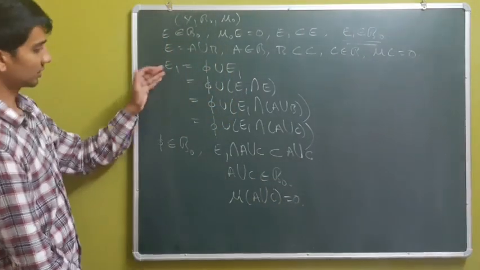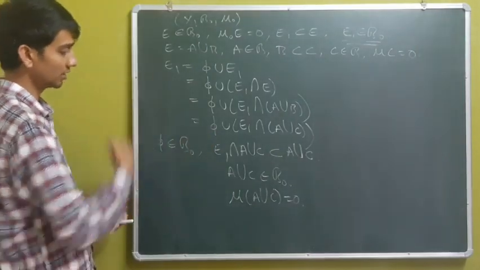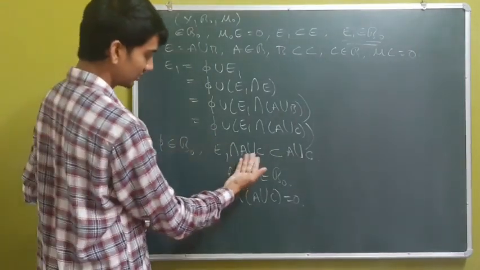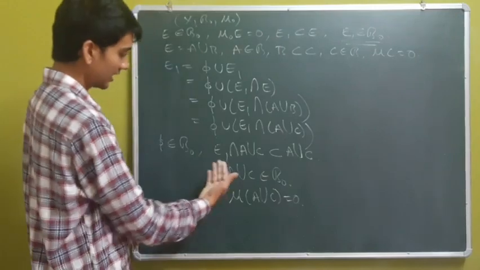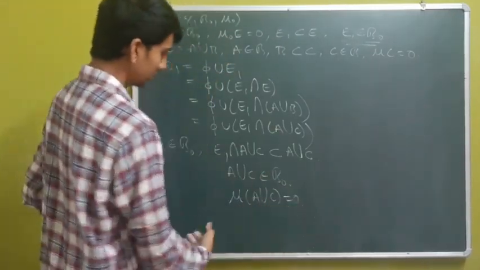So I am able to express E1 as union of two sets, where first set is the member of B0, clearly it is, and this is contained in A union C, and A union C is again in B0, and measure of A union C is 0.